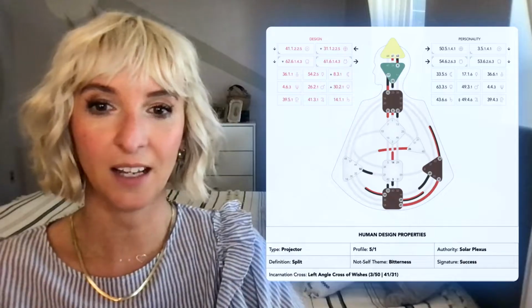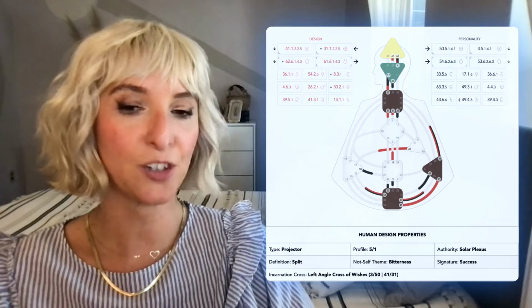Today I want to talk about Queen Elizabeth, who passed away a few days ago. I'm sure you've heard. So I wanted to take a look at her chart and give a compare and contrast of whether or not she was living out her design, living out her true potential as herself. So here is Queen Elizabeth's chart.